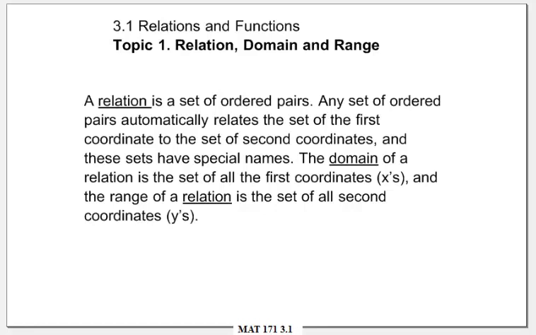3.1 Relations and Functions. Topic 1: Relation, Domain, and Range. A relation is a set of ordered pairs. Any set of ordered pairs automatically relates the set of the first coordinates to the set of the second coordinates, and these sets have special names. The domain of a relation is the set of all the first coordinates, or the x's, and the range of a relation is the set of all second coordinates, or the y's.